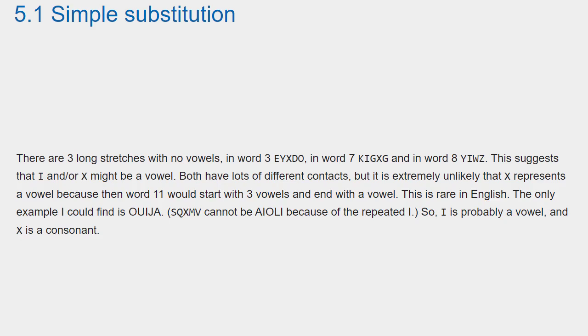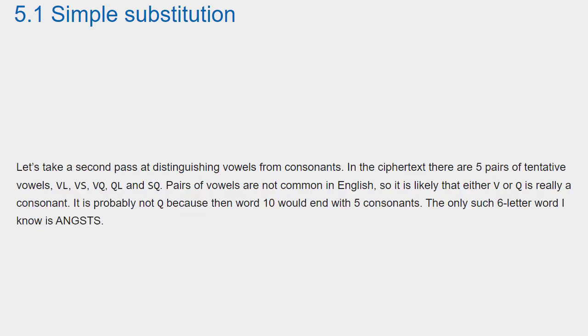Both have lots of different contacts, but it is extremely unlikely that X represents a vowel, because then word 11 would start with 3 vowels and end with a vowel. This is rare in English. The only example I could find is Ouija. SQXMV cannot be AIOLI because of the repeated I. So I is probably a vowel and X is a consonant.